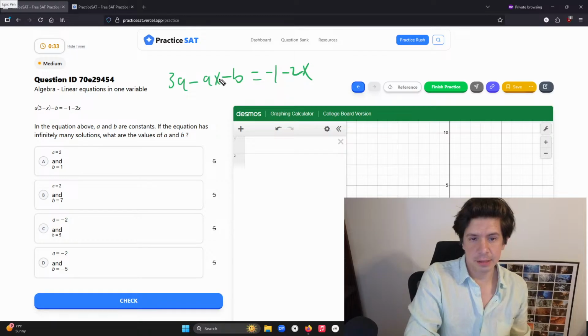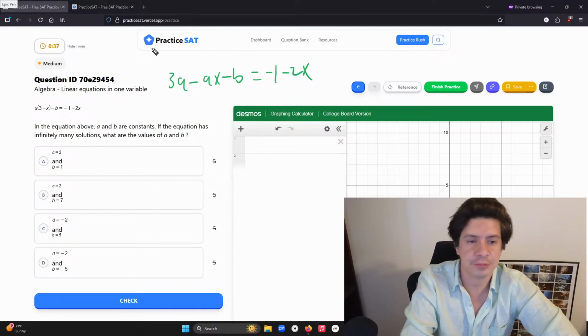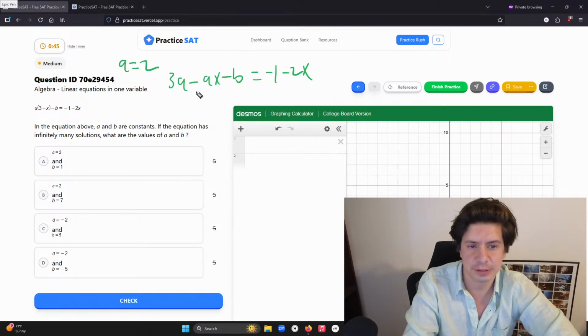So the slope has to be the same for both. So a equals 2, because that'll get us to negative 2x. So a equals 2. And if you have questions on how I'm doing this, please feel free to ask in the chat. So then we're going to plug that in.